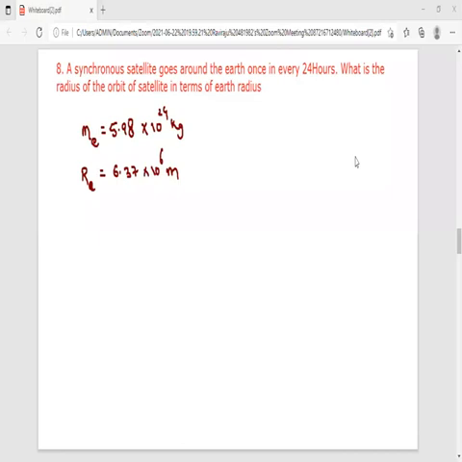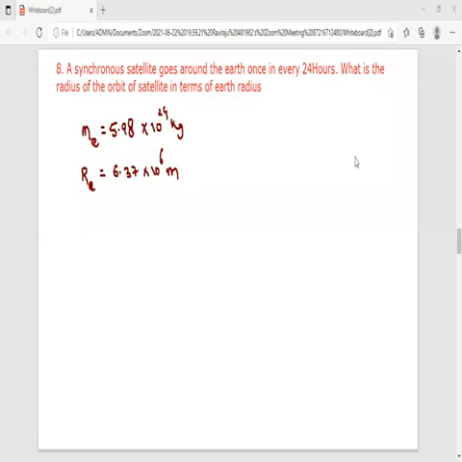A synchronous satellite goes around the Earth in every 24 hours. What is the radius of the orbit of the satellite in terms of Earth's radius? So a satellite is revolving within 24 hours, what type of satellite is it? It is simply a geostationary satellite only. So you have to calculate here the radius of that particular orbit in terms of radius of Earth only.